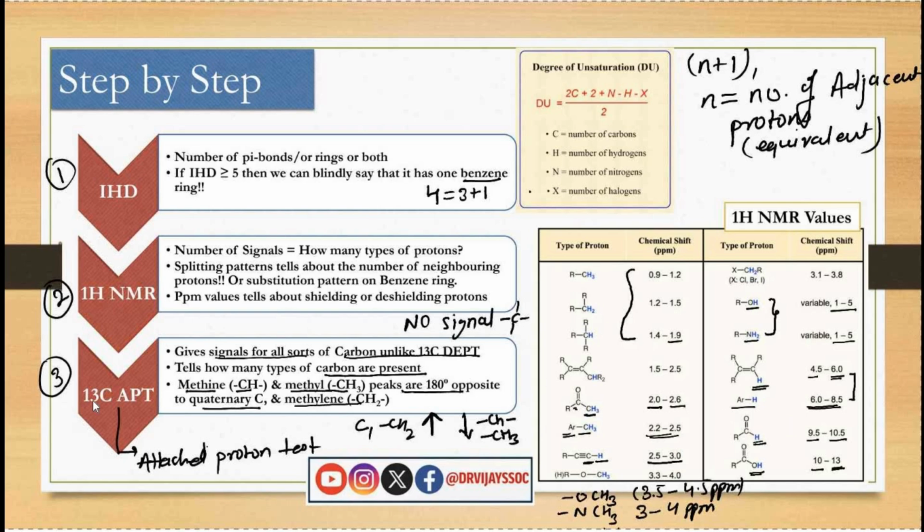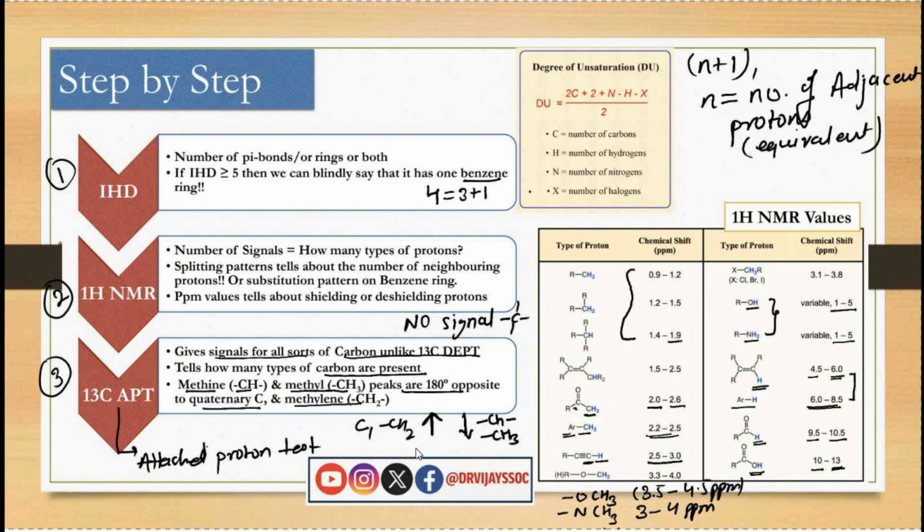Then the third step is 13C APT NMR. We know that this NMR gives all kinds of carbon signals, but in 13C DEPT NMR we don't see a signal for quaternary carbon, the carbon which doesn't have any hydrogen. It also tells us how many types of carbons are present in a molecule. We also learned that methine and methyl peaks are 180 degrees opposite to quaternary carbon and methylene carbon.